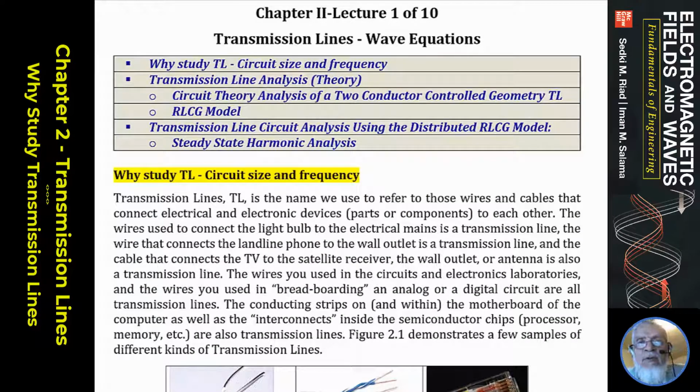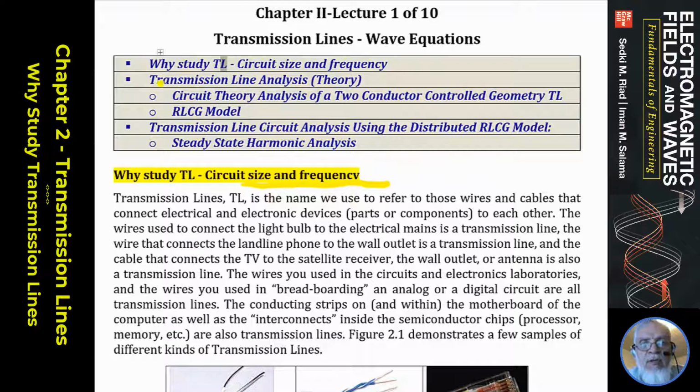Hello, this is chapter 2. It's about transmission lines, and this is our first lecture. We estimate about 10 lectures for the topic. The first lecture will get us into why study transmission lines as related to the circuit size and the frequency of operation.